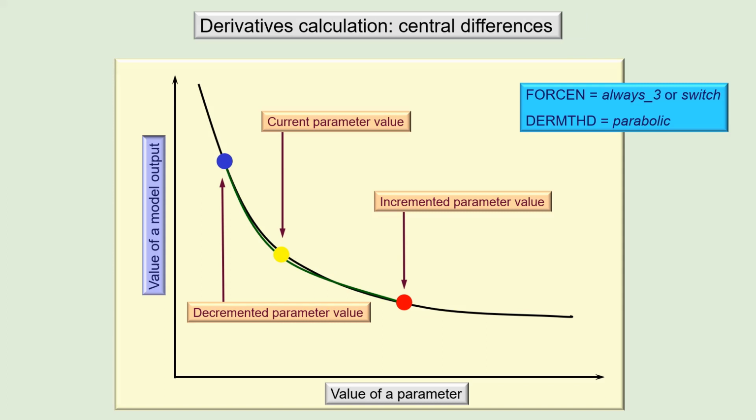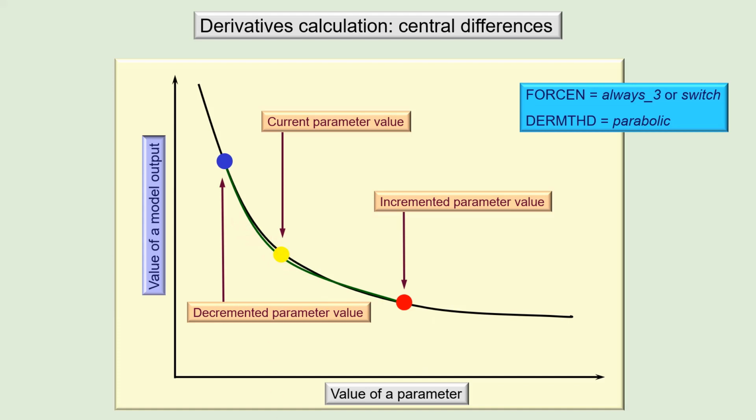Optionally, we can use 3 points to calculate derivatives. This requires 2 model runs per parameter per iteration. The value of the parameter is incremented and then decremented. When this is done, PEST gives us 3 options for how to actually calculate an approximation to the derivative at the central point on the basis of model outputs and parameter values here, here, and here. Option 1 is to join those 3 points with a quadratic function, then differentiate that quadratic function to get the derivative at the central point.